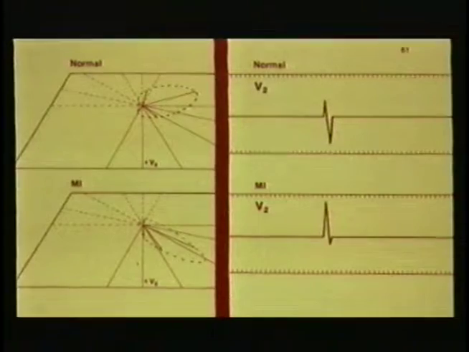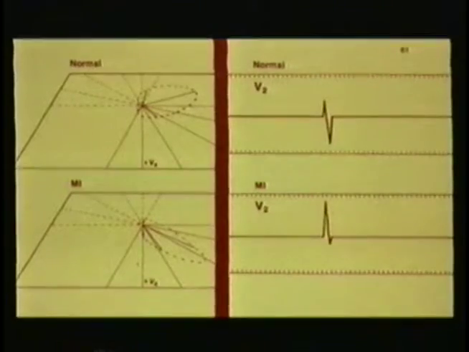61. The unbalancing of electrical forces due to loss of the posterior wall contribution will increase the net resultant anteriorly directed vector. This is manifested by the greater positivity in the precordial chest leads, such as V2.